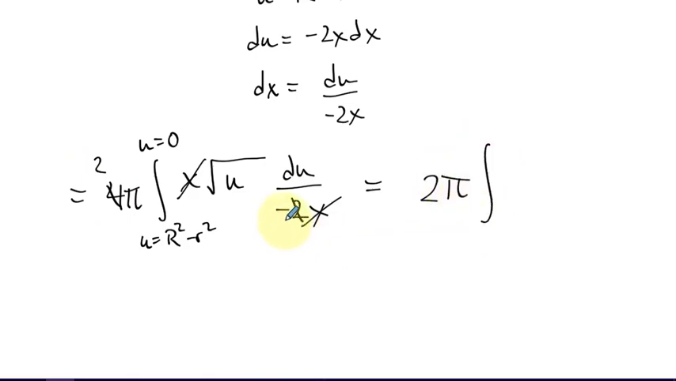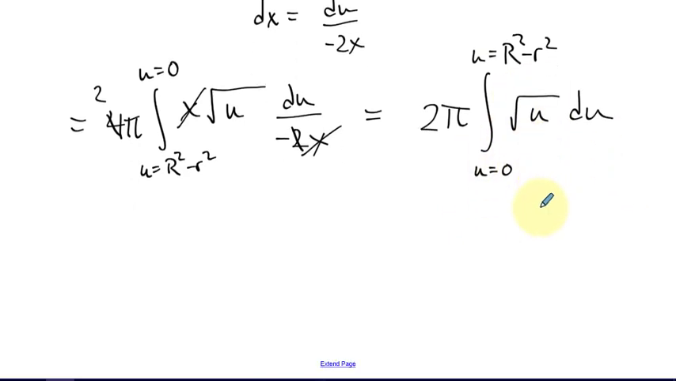And because I dropped the negative, this will go from u equals 0 to u equals big R squared minus little r squared. So I just switch the bounds. Okay, now that's an easy function to find an antiderivative for, which is the power rule. So 2 pi. Antiderivative would be u to the 3/2 power, because this is u to the 1/2 power. So you add 1, you get 3/2.